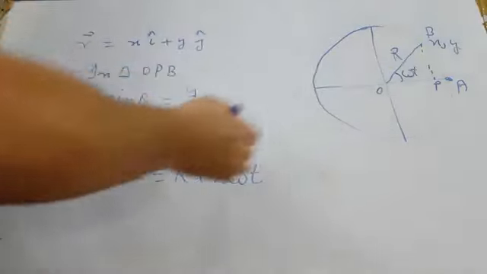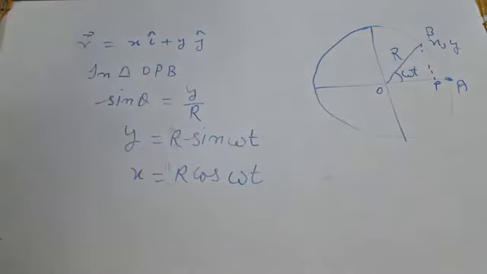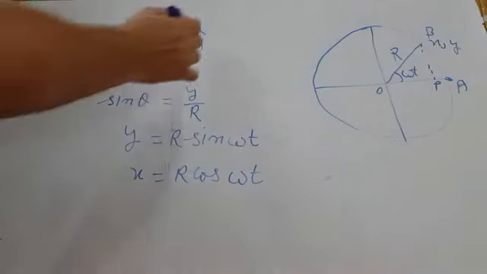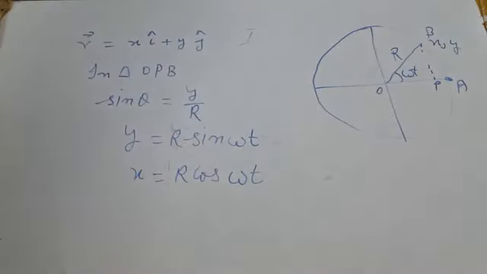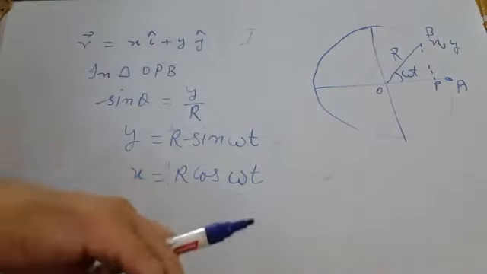This angle is omega t, so y will be r sin omega t and x will be r cos omega t. Now we will substitute the value of x and y in the first equation. Suppose I say it is equation number 1. We will substitute the value of x and y. So what will we get?